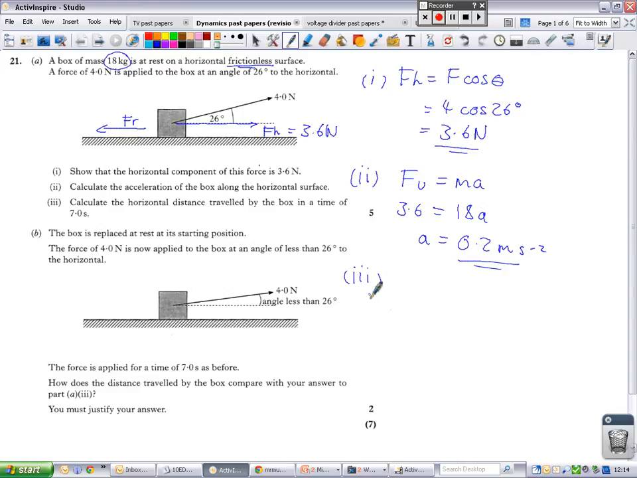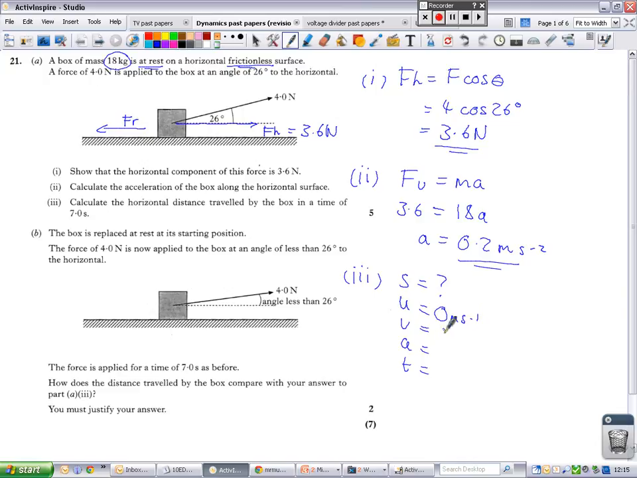Part 3, calculate the horizontal distance travelled by the box in a time of 7 seconds. So for any motion, whether it's at an angle, whether it's projectile motion, you know you're going to use your equations of motion. So write down SUVAT and write in what you've got. s is pretty much what you're looking for, so you don't have that. It says starts at rest, so u is 0 meters per second.